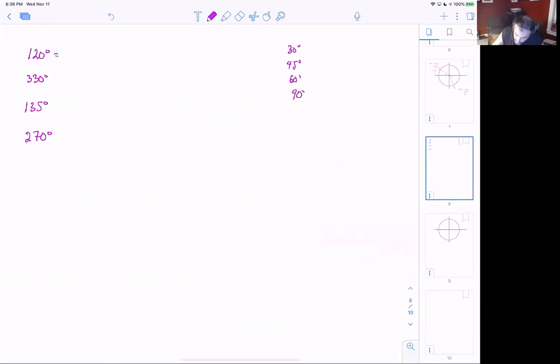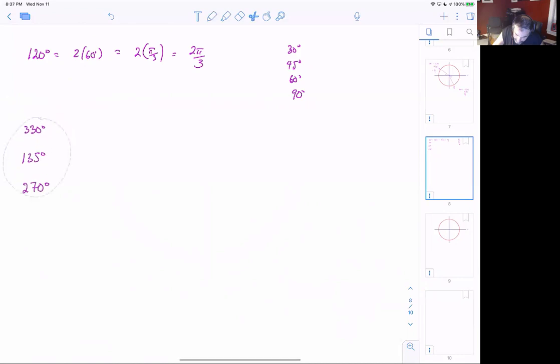So if I think about 120, the biggest one I can use is the 60. I can say that's two 60s. Well, 60 is a pi over 3. So that's 2 pi over 3s, which would get me 2 pi over 3. So 120 degrees is the equivalent of 2 pi over 3.